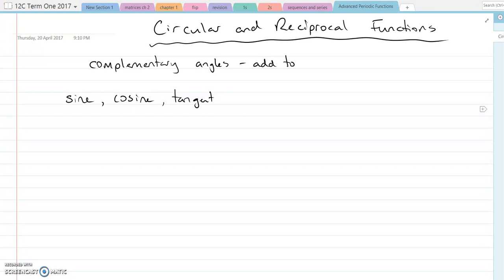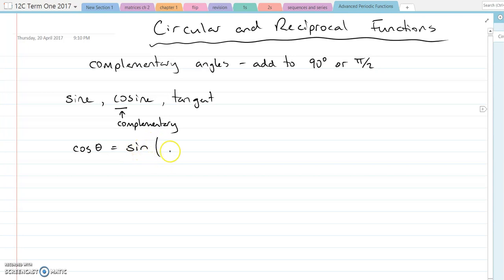Just a refresher. Complementary angles add up to, you guessed it, 90 degrees or pi over 2. So you've got your basic trig identities: sine, cosine, tangent. Just a reminder, the co in cosine actually means complementary. So cosine is the sine of the complementary angle. Okay, so cosine of theta is equal to the sine of the complementary angle, the angle that adds up to 90 with theta.